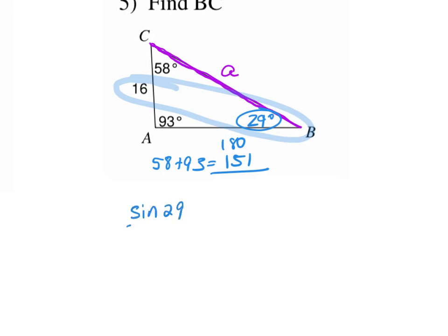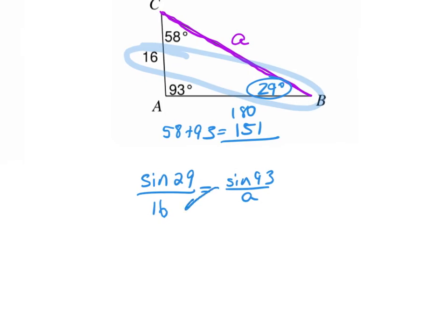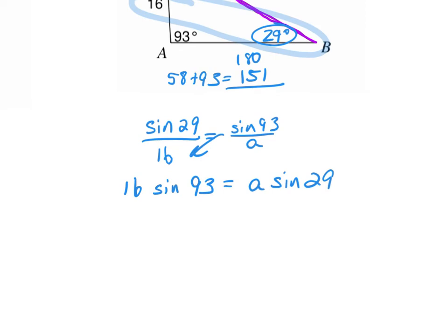Sine 29 over, perfect, equals sine 93 over little a, because that's what we're looking for, a side. So I cross multiply like we've done 100 times already today. 16 sine 93 equals a times the sine of 29. How do I get a all by itself? Divide by the sine of 29. Good.